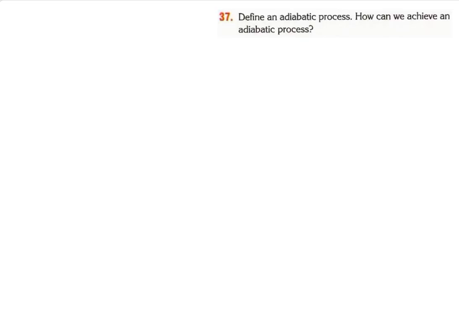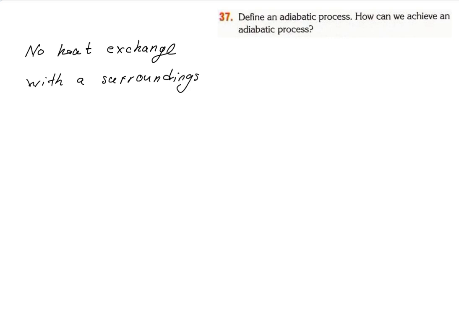Question 37. Define an adiabatic process. How can we achieve an adiabatic process? The definition is, an adiabatic process means there is no heat exchange with the surroundings. So we can achieve it in two ways.